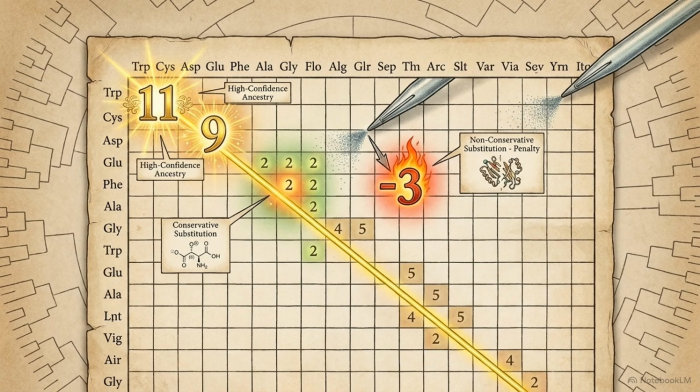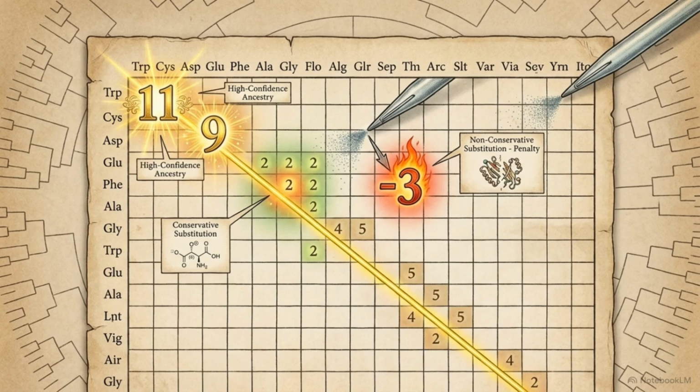Conversely, common amino acids receive much lower scores for an exact match because they appear frequently and are easily swapped by random chance. Moving off the diagonal, the algorithm scores actual mutations. This is a conservative substitution. Aspartate and glutamate are both negatively charged. Swapping them rarely damages the protein's overall function, so the matrix recognizes this as a highly probable evolutionary step, earning a positive score.